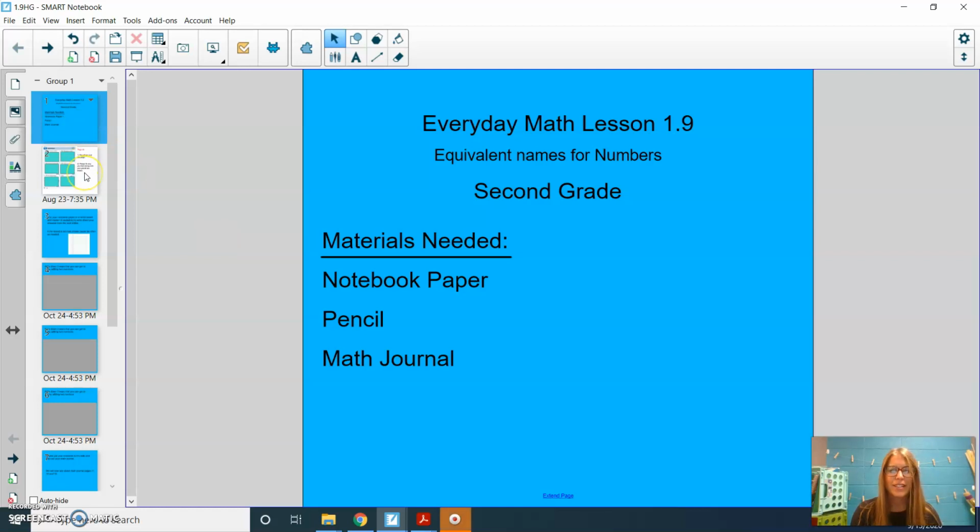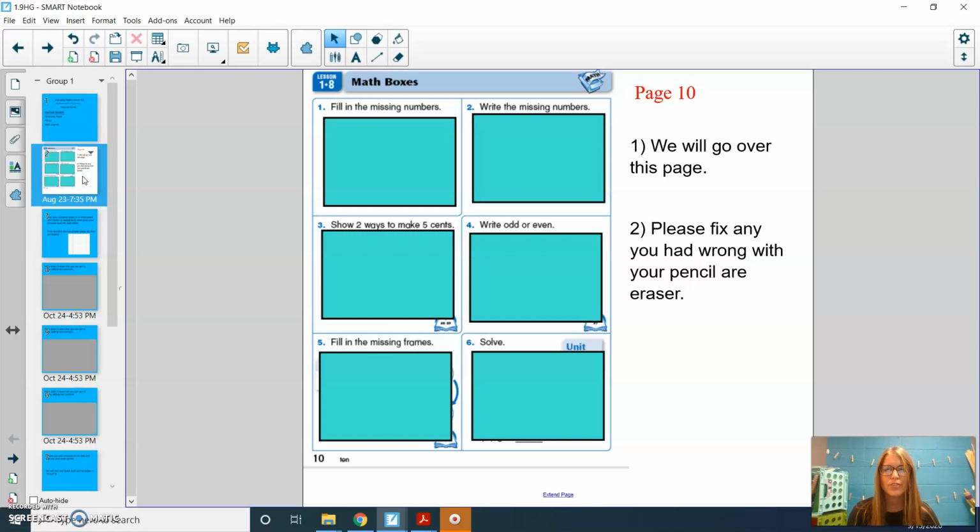Let's get started. The first thing that we're going to do is go over our math boxes from the previous lesson. So can you open up your math journal to page 10? We'll talk about the answers. If you notice that you have any mistakes, please fix those with your pencil and eraser.